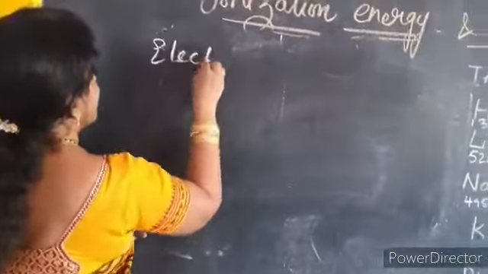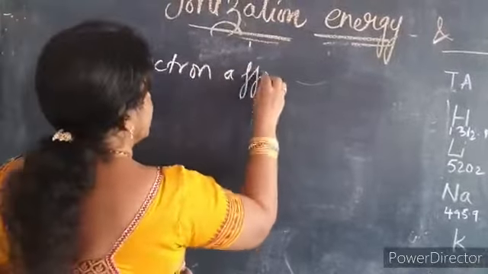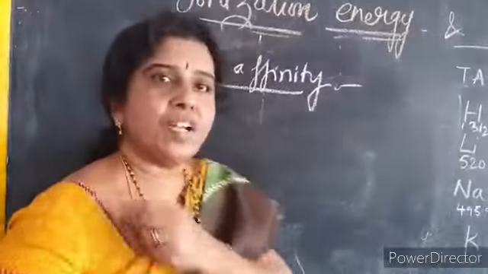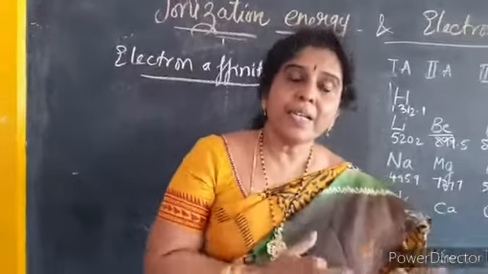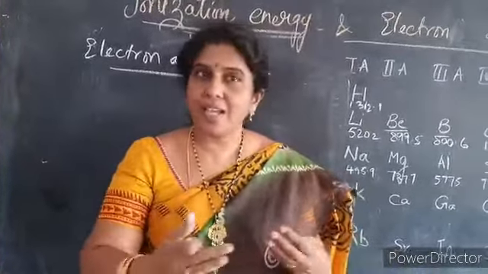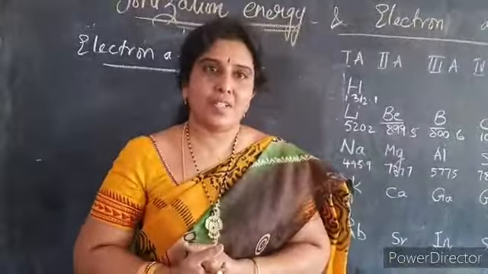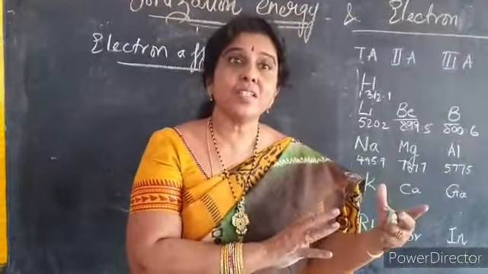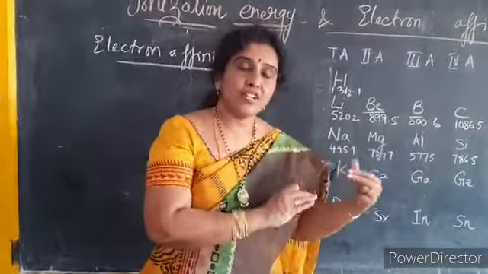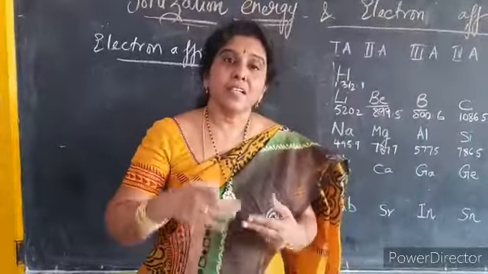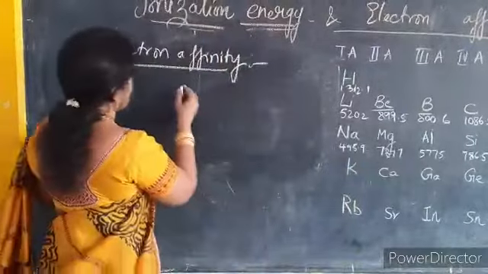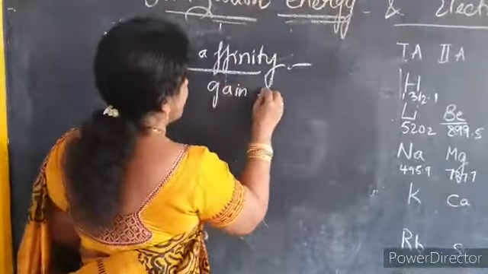Now what is the electron affinity? Electron affinity is the energy liberated from an atom when we add an electron. So it is exactly somewhat opposite to ionization energy. Ionization energy is the energy required to remove an electron from an atom, whereas electron affinity is the energy liberated when we add an electron to the atom. This is also known as electron gain enthalpy.